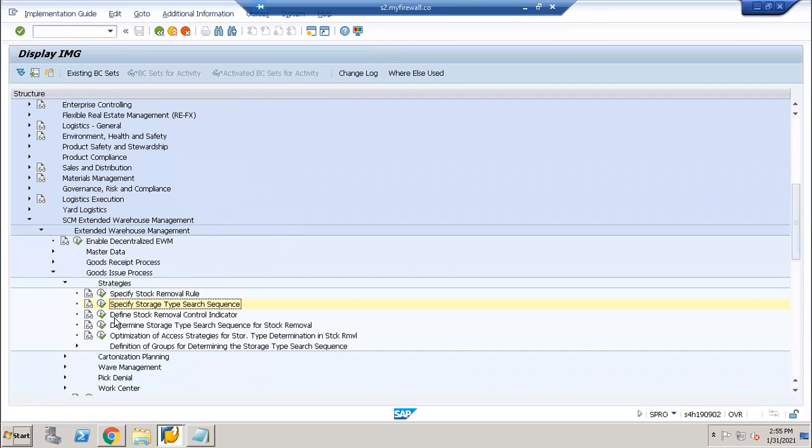Now define the stock removal control indicator. This control indicator we have seen previously; it is assigned in the material master. Okay.